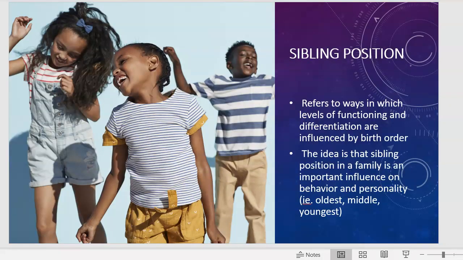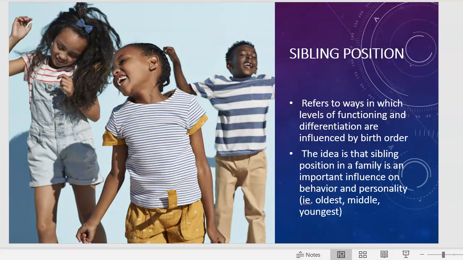And then there's sibling position. Sibling position refers to the ways in which levels of functioning and differentiation are influenced by birth order. The idea is that sibling position in a family is an important influence on behavior and personality. So whether you were the oldest, middle, or youngest child, that creates a particular position within the family system that shapes your interactions and shapes your personality.